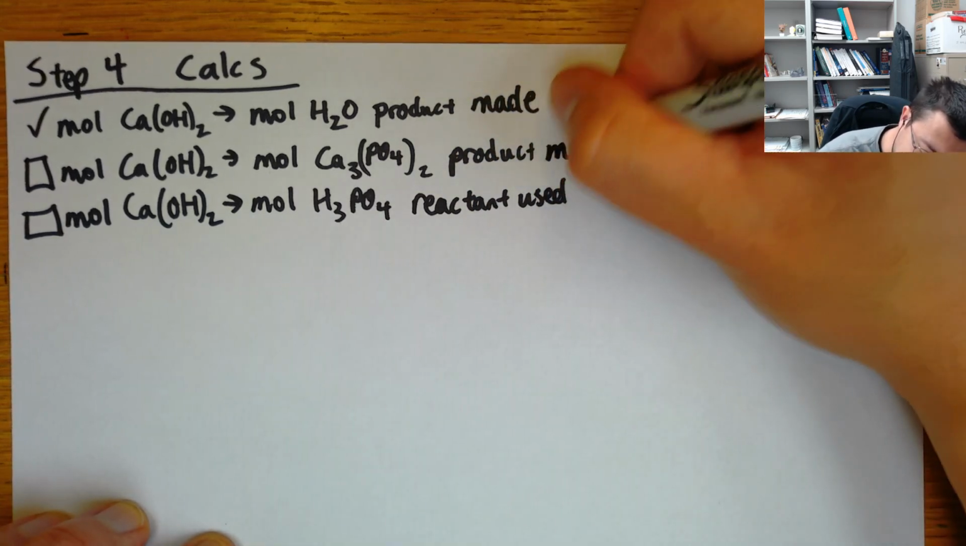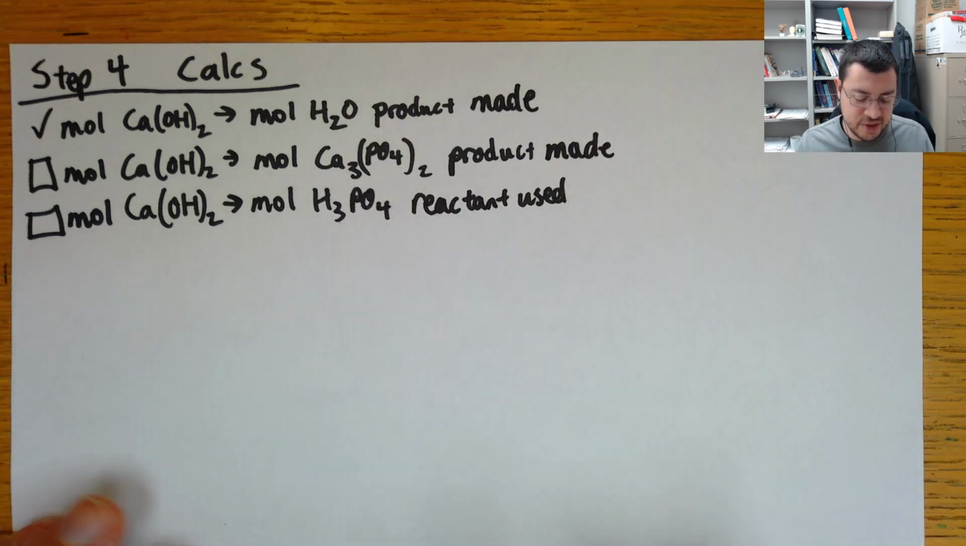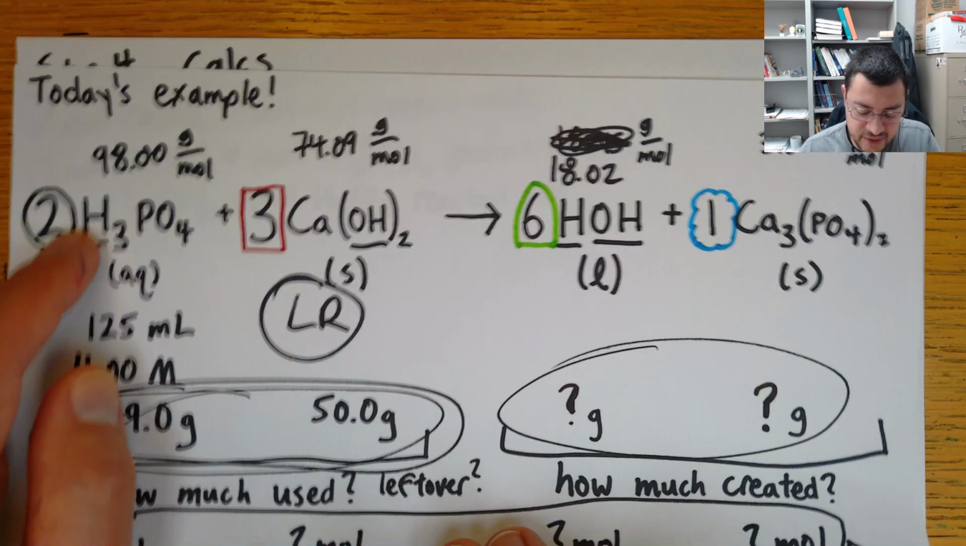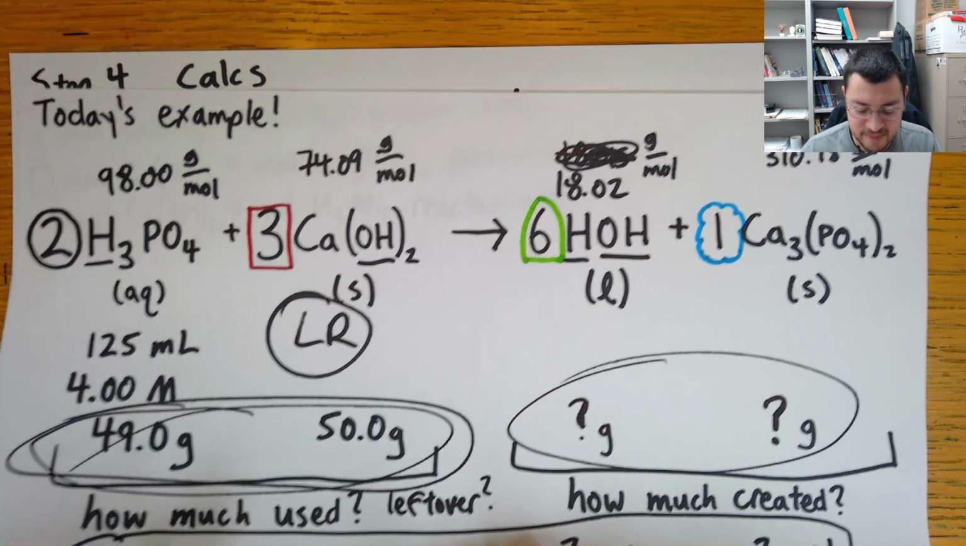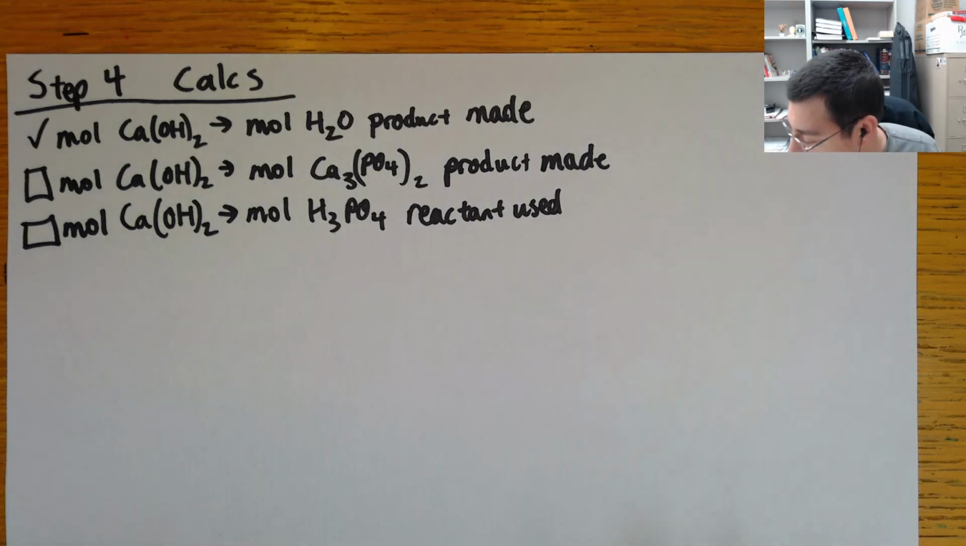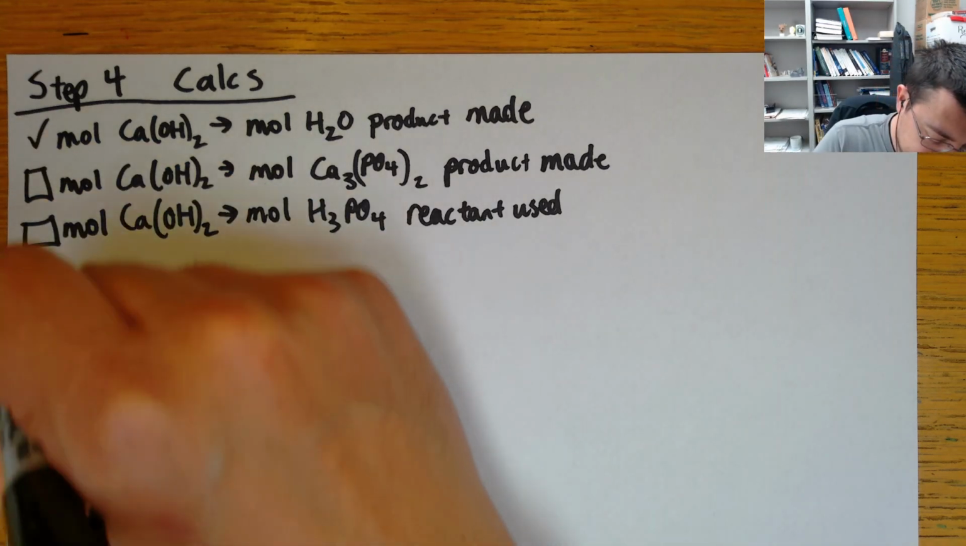Okay, so notice the language is a little bit different. We have products being made versus reactants being used, but you're going to notice the math is exactly the same. You're going to just use that mole ratio for everything from the coefficients. Same process. Okay, just mole ratios for everything. Okay, so we did that one. Let's do the next one.